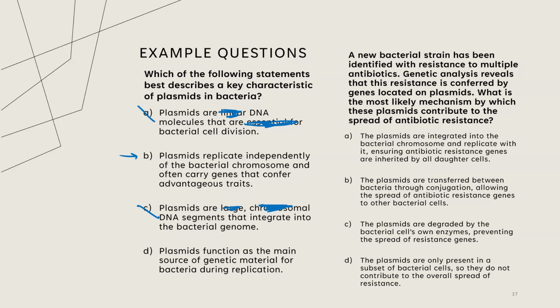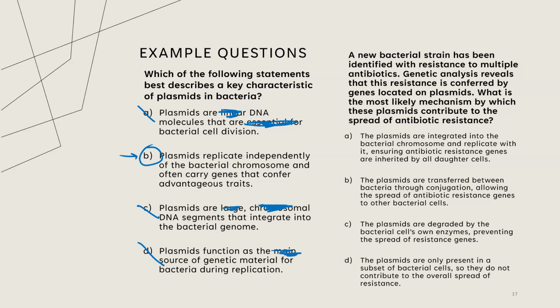All right, plasmids function as the main source of genetic material for bacteria during replication. What? No, we are just saying they're extra, right? They're not required. Things that are required would be the main source, but this is not required, so it can't be the main source. So our answer is B.